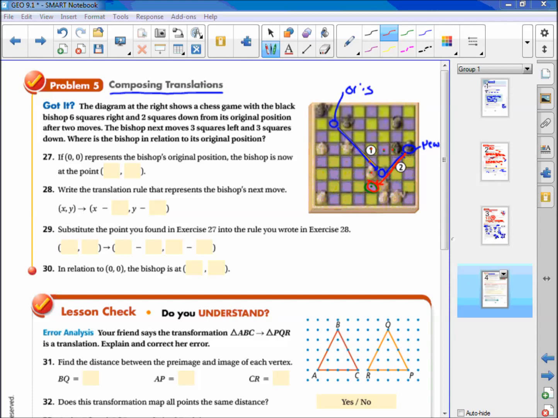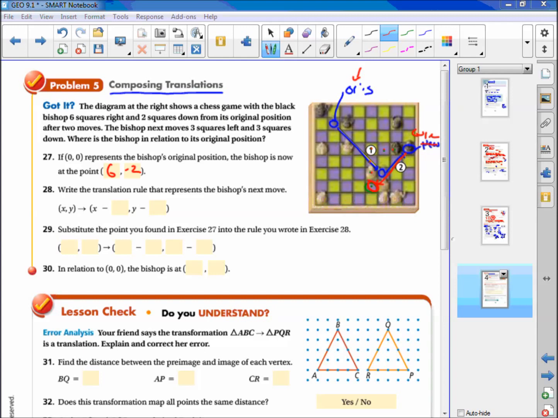So where's the bishop in relation to its original position? So we're looking at this red one for the newest position, and then the blue one up here for the original position. All right. So if 0, 0 represents the original position of the bishop, currently, so this is its current, I guess is the best way to say this, it is at 6 and -2.